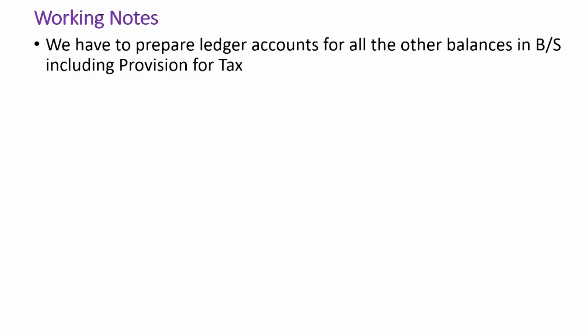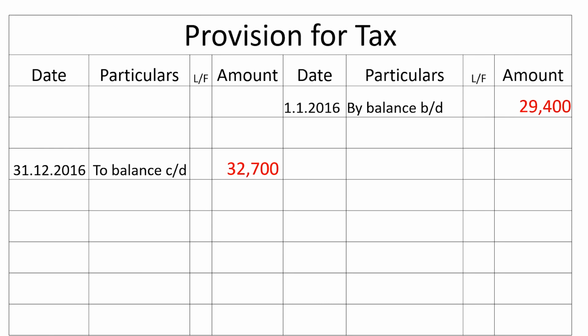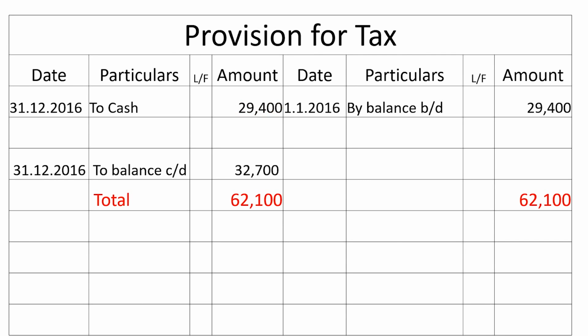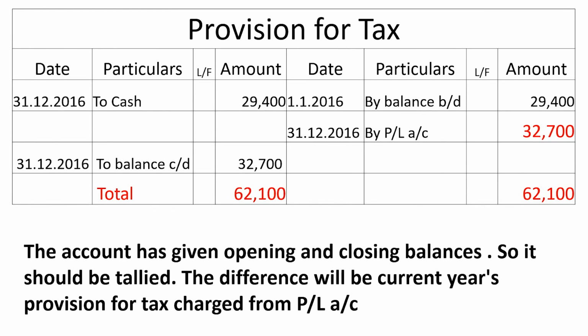Let's move on to the second part. Here we have various assets and liabilities with us. So we have to prepare accounts for all the fixed assets and fixed liabilities, including provision for tax. Provision for tax, a current liability, shows a credit balance; opening balance and closing balance are entered. The opening balance of rupees 29,400 should be paid as last year's tax in this year. So it is debited with to cash 29,400. Since all the balances are given, the account should be tallied. So the difference, 32,700, will be the current year's provision for tax charged from the P&L account.